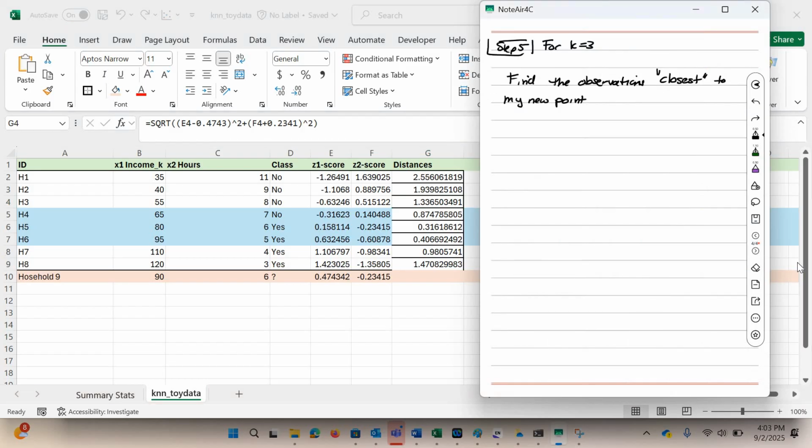So look at here, I just computed all the distances of my new point to the existing points. These three were the closest. This one was the furthest. So KNN for k equals 3 would look at the three closest and look at the majority rule. So if I go over to there, the majority of these three were yeses. So my prediction is yes. Does that make sense?